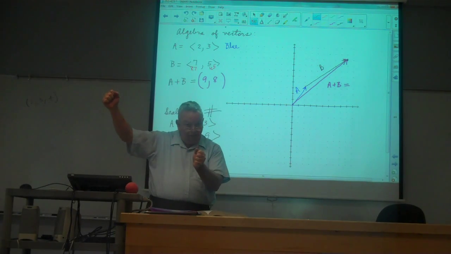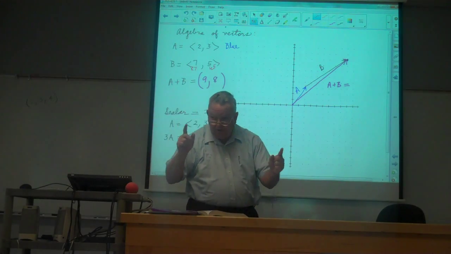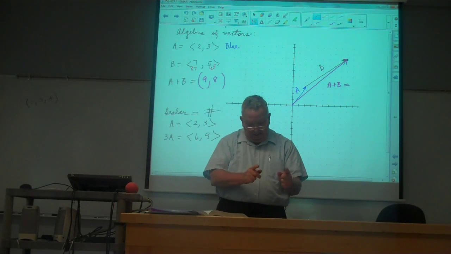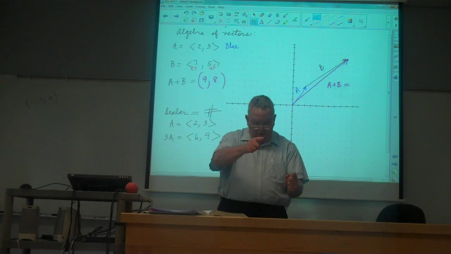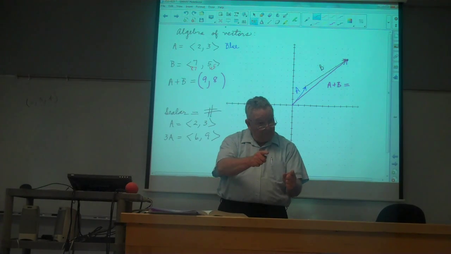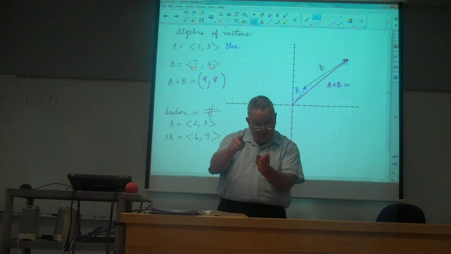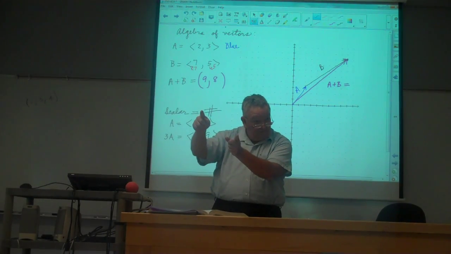Or how about this? In the same direction as the original line, 2, 3, you did this. Look up here. Here is 2, 3. So what I did is I put 3 of those vectors together. So I took this one and I put it here, and then I put it there.